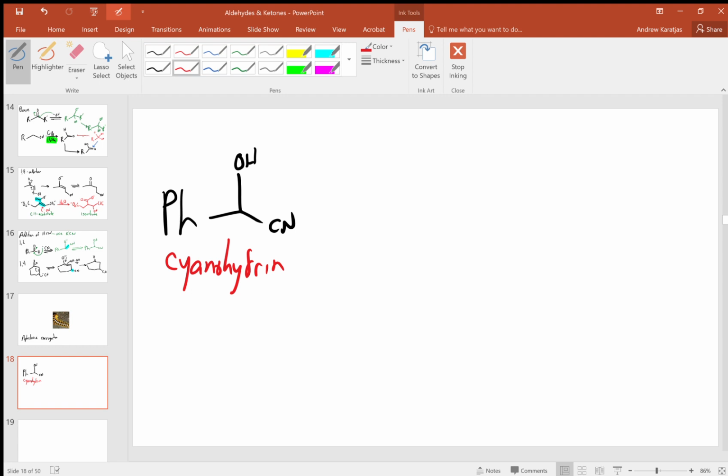But when it gets attacked, it actually reverses the 1,2 addition and reforms benzaldehyde. And more importantly, it's how it defends itself. It also releases hydrogen cyanide. So it's the reverse of the nitrile addition, but the exact same reaction.